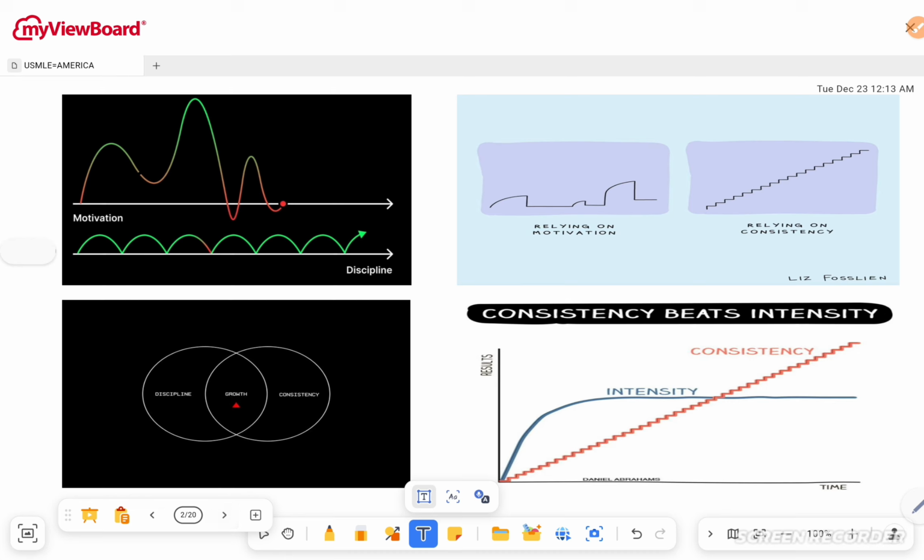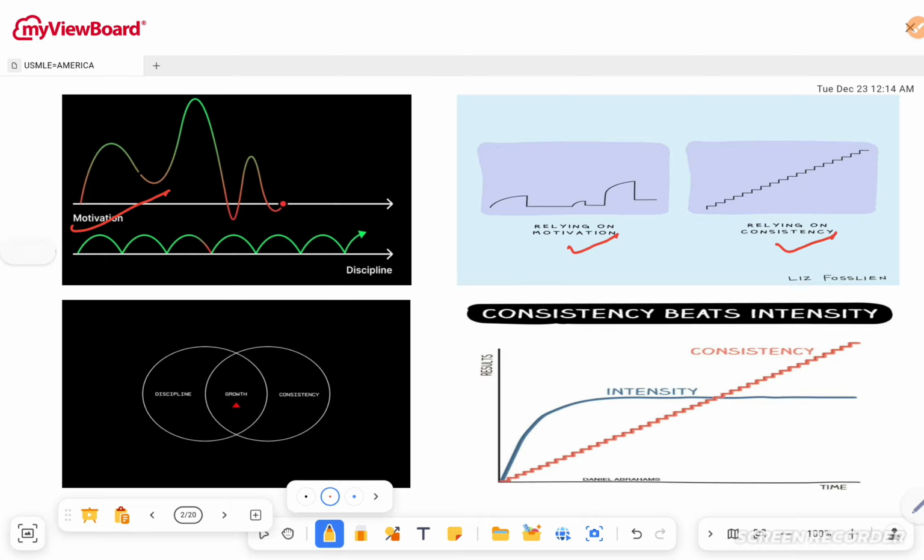See, we all want to be successful in our life. We want a productive life. And for that, we believe in motivation. Some of us believe in discipline. Many of us believe in intensity, one night study. But most of us believe in consistency. See, the first graph is about motivation. The second graph shows the reliance on motivation and reliance on consistency.